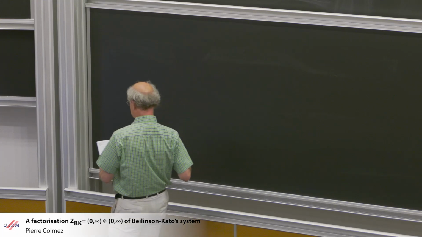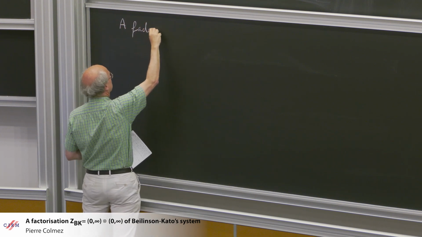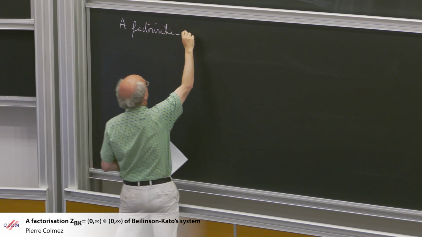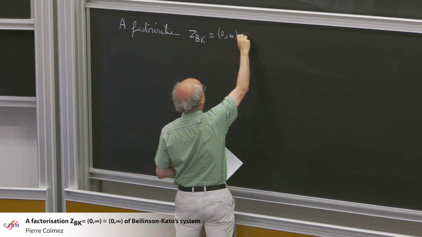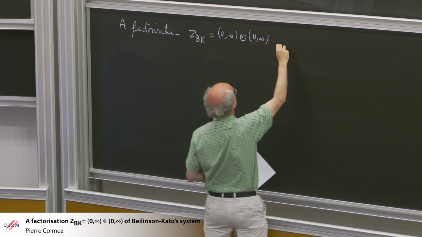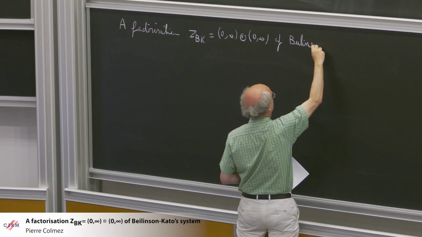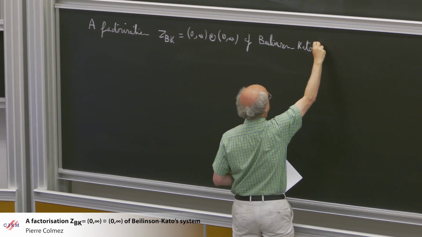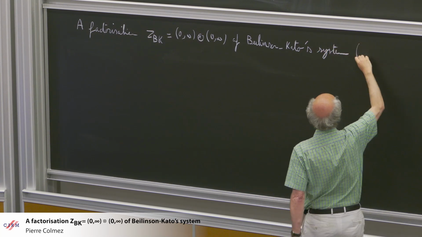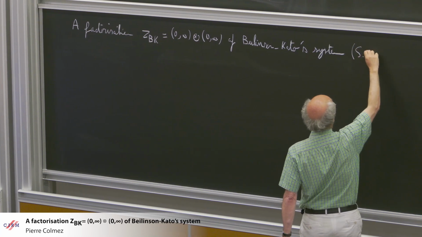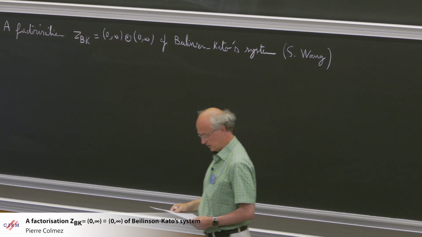Okay, so my title is going to be a factorization of the Beilinson-Kato Euler system. This is joint work with Shanwen Wang. And there is a small paper on arXiv if you are interested.